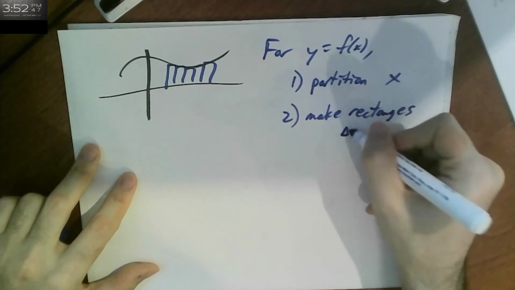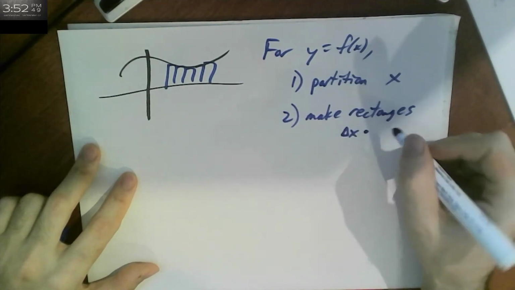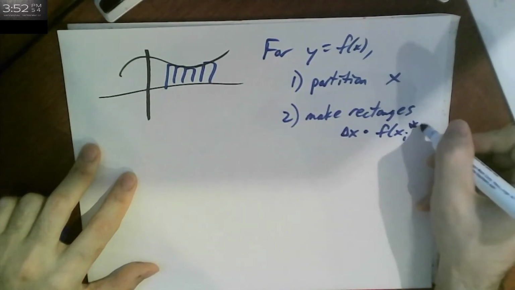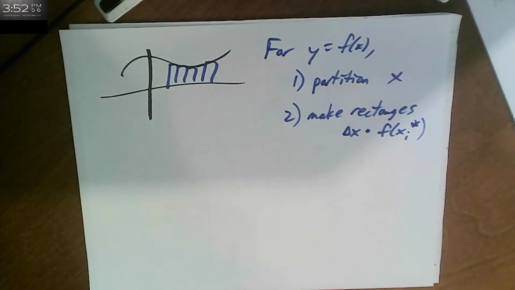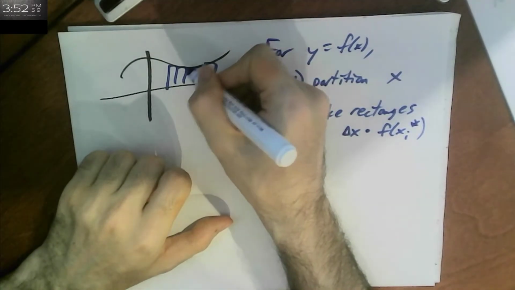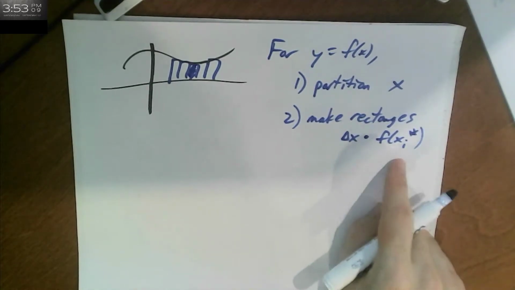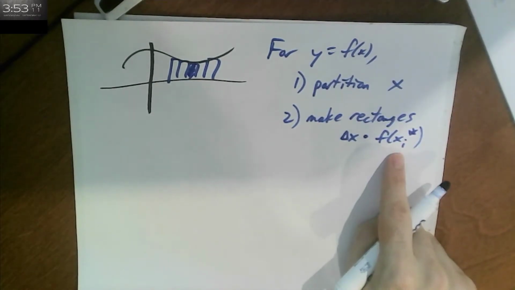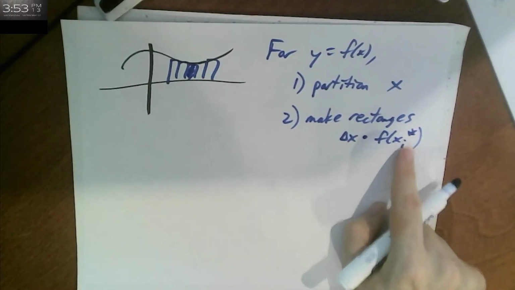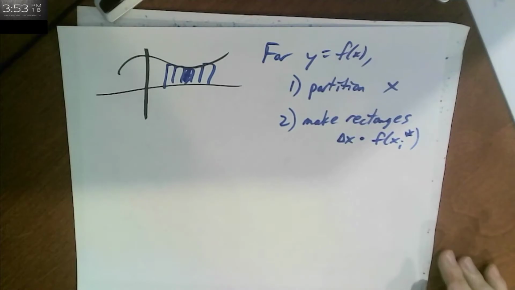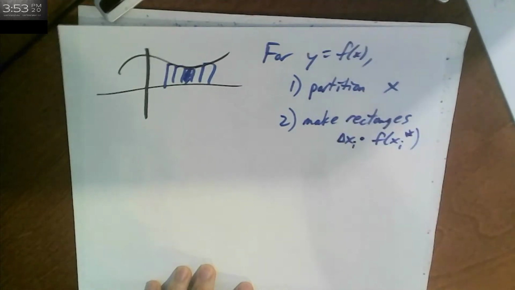And the area of those rectangles was some difference in x, some width multiplied by some height. f of xi star, what was that? For a given rectangle, remember that the height could have been the left endpoint or the right endpoint or some point in the middle. It doesn't actually matter, right? It's a Riemann sum any way you do it. So xi star meaning that in the ith rectangle, it's some x value. But it could be any x value in the ith rectangle.